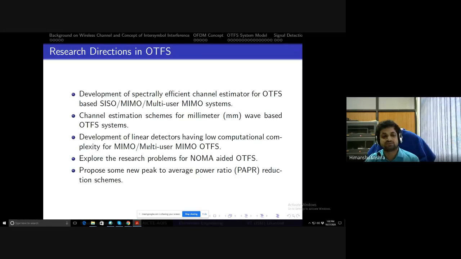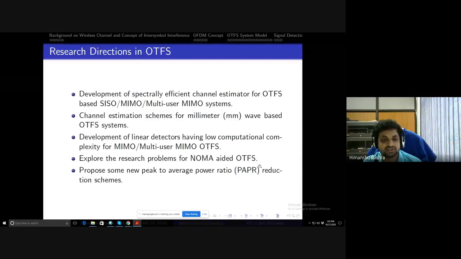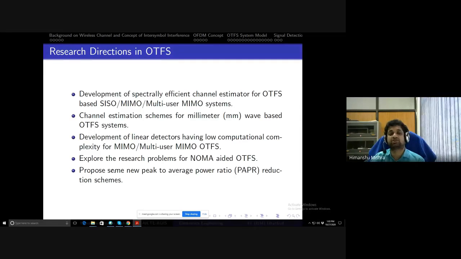Another point is NOMA with OTFS, which people are doing right now. NOMA added OTFS, some research work is going on. And another is that mostly you can think of massive MIMO OTFS, which I have not included over here. Massive MIMO with OTFS has a lot of challenging tasks actually.